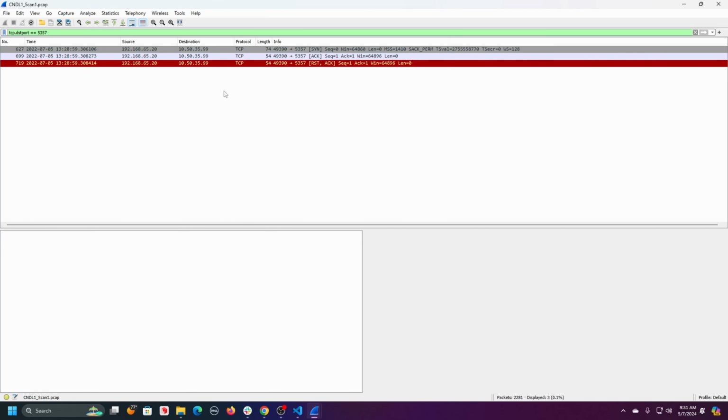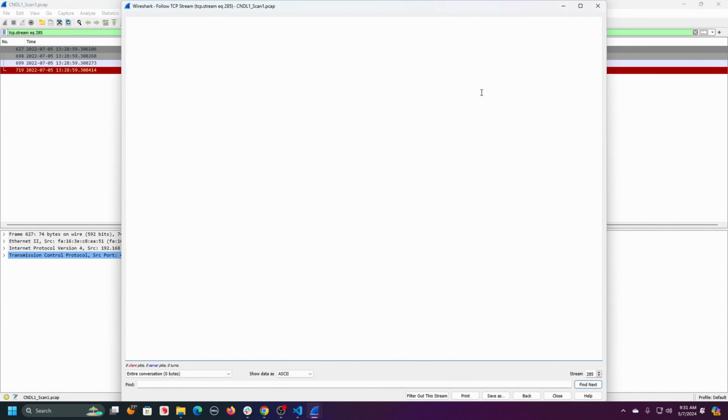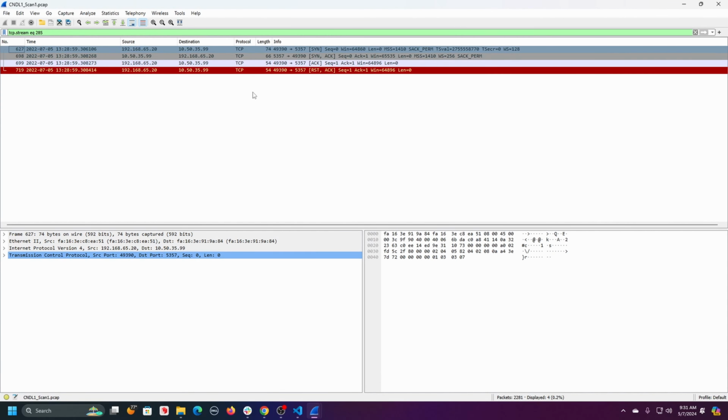But in this case, we can look at the traffic here. I would always right-click and follow the TCP stream so that we get the full set of traffic. If we hadn't done that, we would have missed this packet here, because 5357 was the source port, since this is where the server was responding back with a SYN ACK. So if we look at what happened here, right?